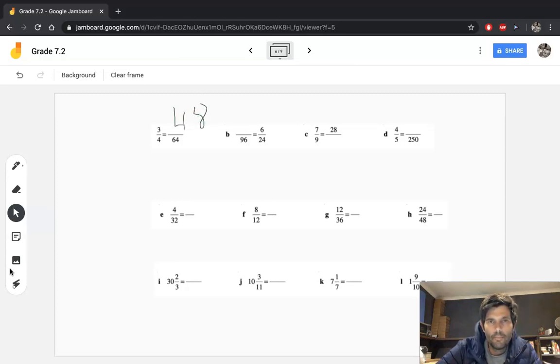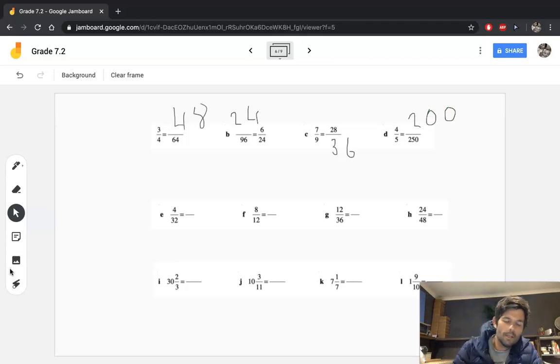For B, I'm multiplying the 24 by 4, and I must multiply the 6 by 4 to get 24. For C, I'm multiplying the 7 by 4, so I do the same to the 9, and I get 36. And for D, I'm multiplying by 50, and I must do the same to 4. Okay, remember I said this was just a recap for you, but feel free to email me with any questions.